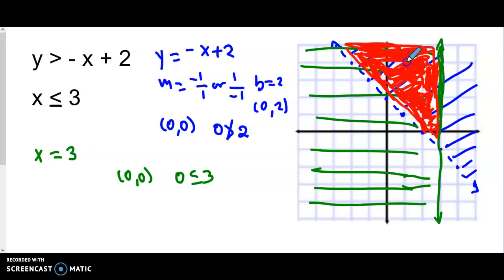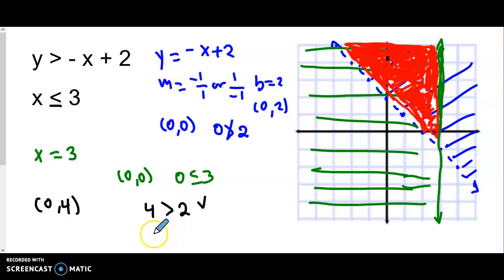That's why I'm insisting you should be shading very light at the beginning if you're just working with pencil, and then move on to darker eventually when you're ready to show the final answer. A point that should be working for both, maybe up here, that's 0, 4. Let's test 0, 4. I should be getting yes for both. The first one tells me 4 is greater than 2, yes, and the second one is telling me 0 is less than or equal to 3, yes. And there you have it.